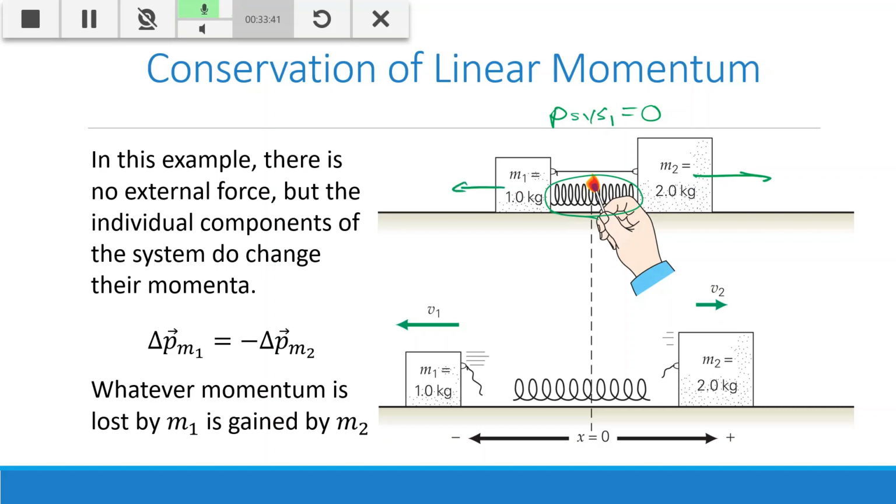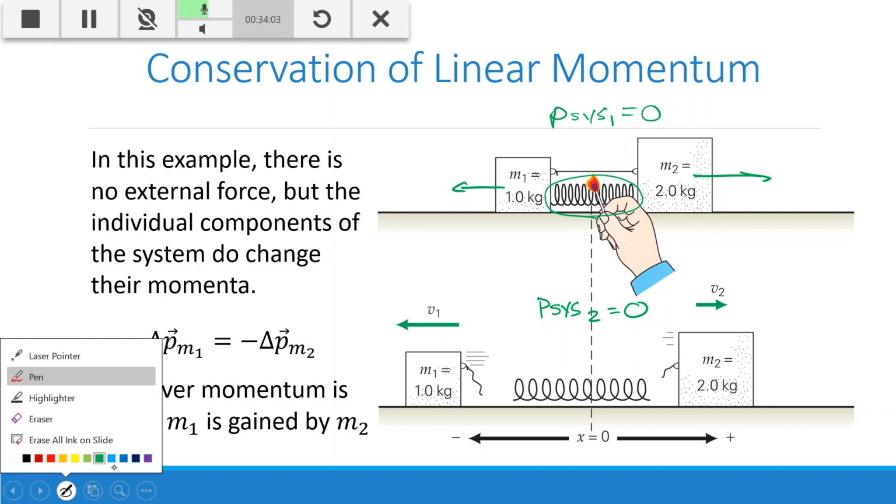But these masses need to move, assuming this is a frictionless surface, to keep that momentum the same, so that the momentum of the system at the end is also 0. Because if our momentum's conserved, if we have no momentum at the start, we have to have no momentum at the end. So that means these two velocities after the collision cannot be equal.